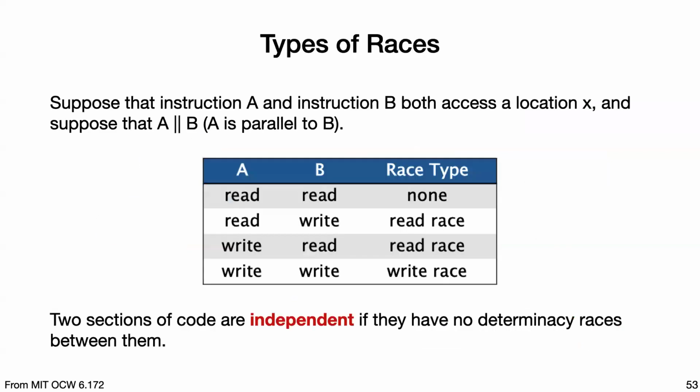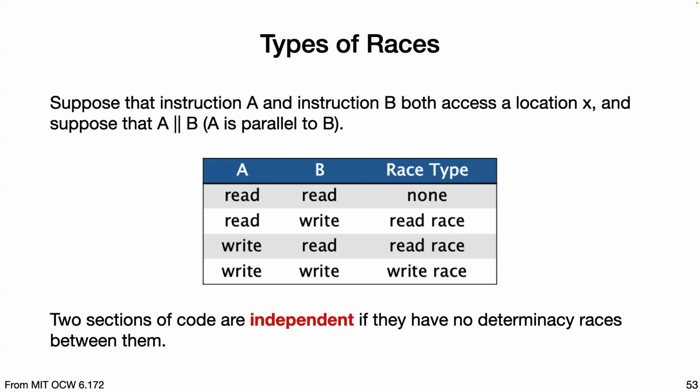Okay, so there are several kinds of races. Like I said, races happen when you have two instructions and at least one of them is writing to the same location. And both of them are logically in parallel. If you have two reads to the same location at the same time, there's no issue. They're just going to read the same value and you would be fine.